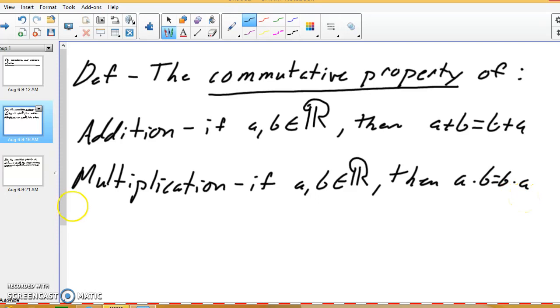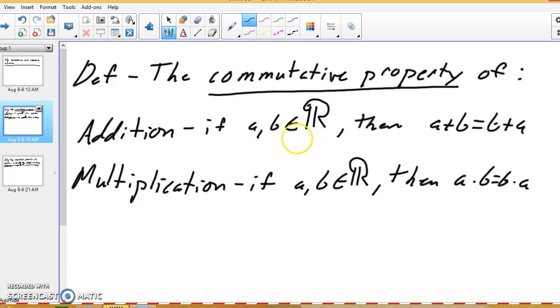So let's break down these definitions, and I'll give you a little bit of context. We remember from the lesson in regards to integers, rationals, irrationals, and the real numbers. We all know what the real numbers are. They're a combination of all of those: the integers, the rationals, the irrational numbers. So if A and B are what we call elements of the real numbers, it means A and B are either integers, rational numbers, or irrational numbers.